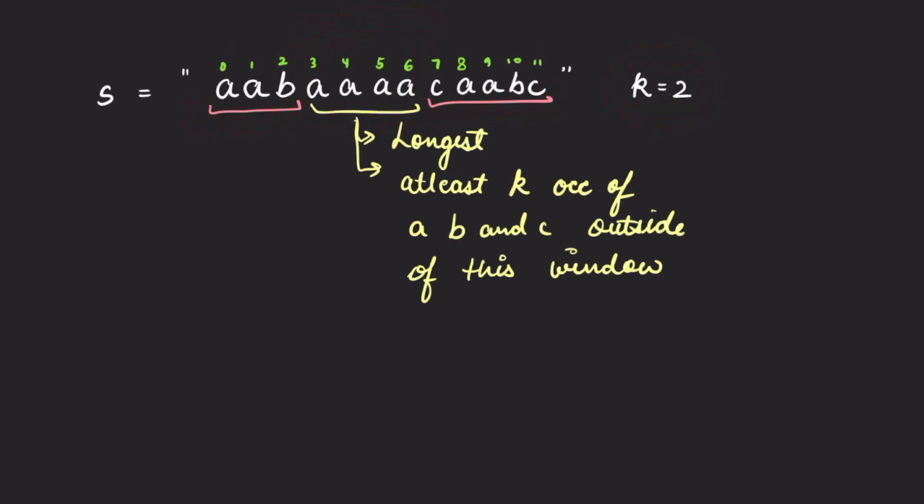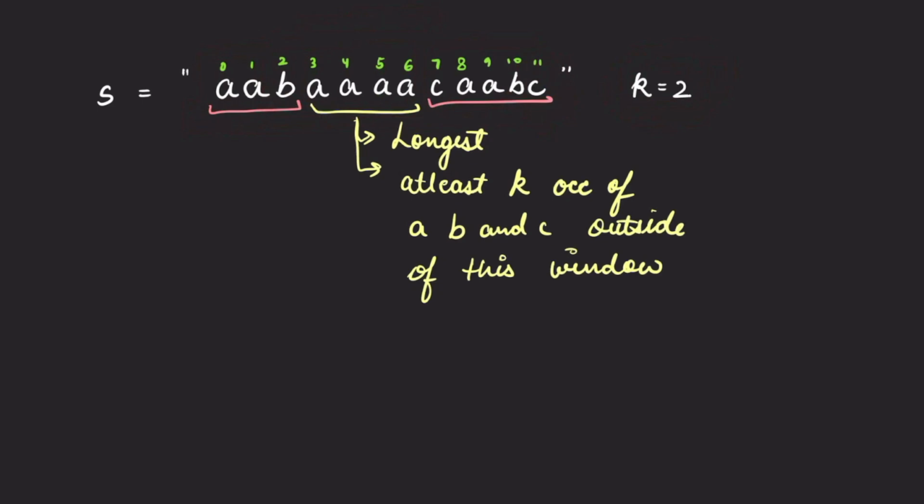Because, let us suppose, in this case B is present only 2 times, and in this window you have considered it to be this much, right? Now here you are left with AA, and here you are left with only C. There is no B at all, and C is also not at least K, right? So that means this is not a valid window. There should be at least K occurrences of A, B, and C outside of this window, right? Because that is what we are supposed to do.